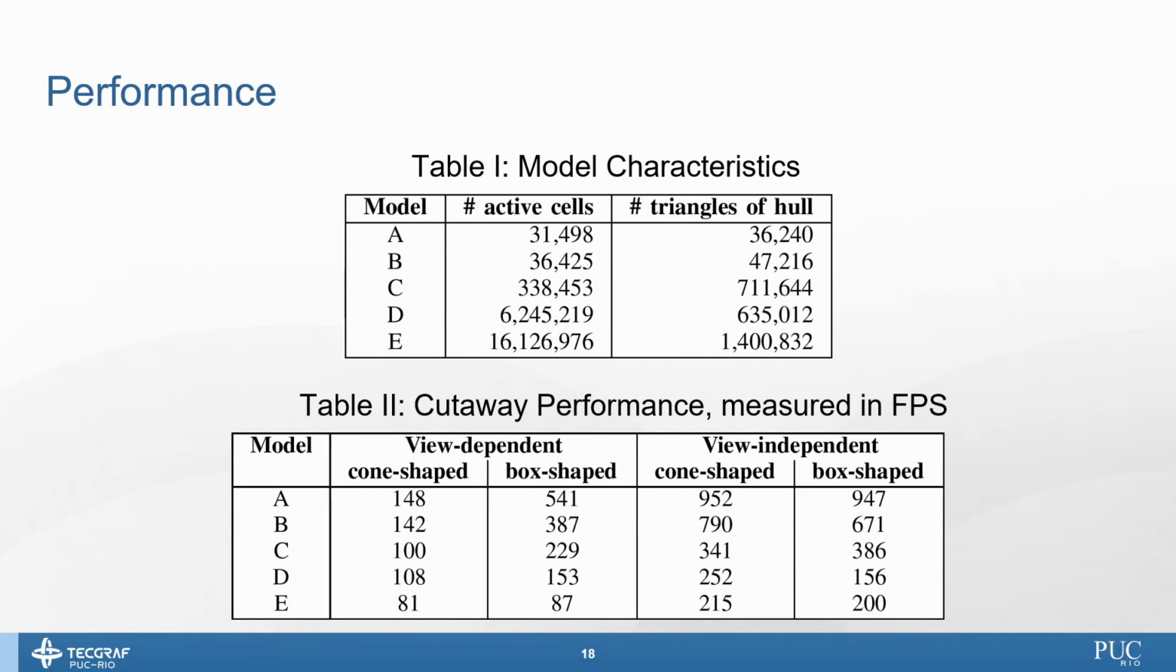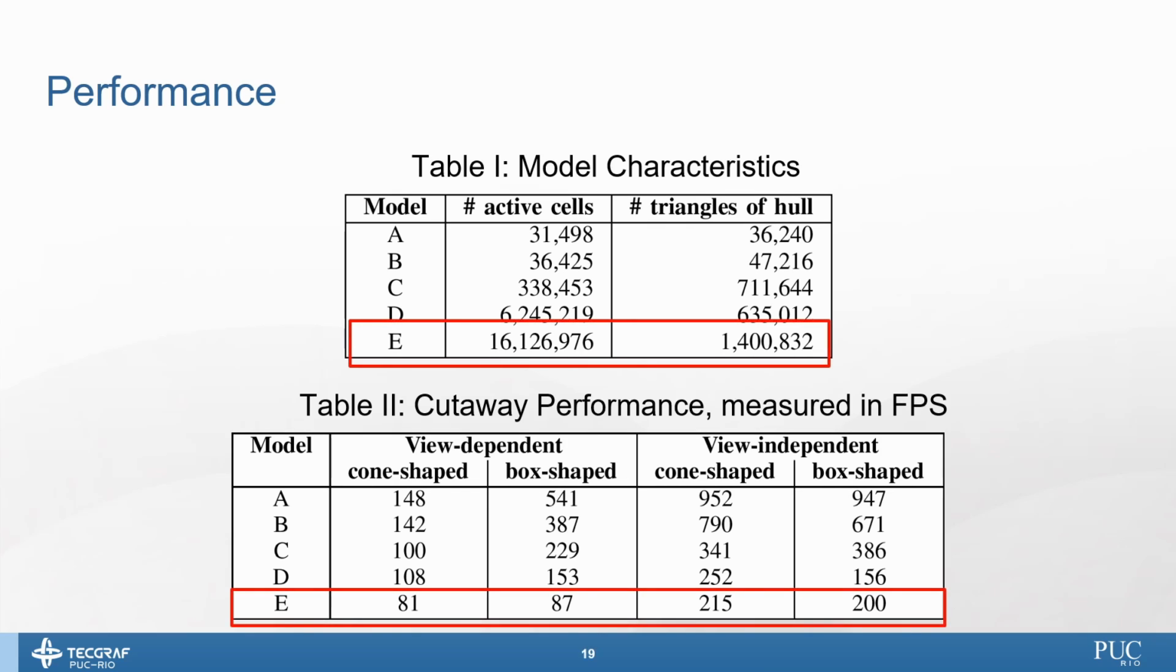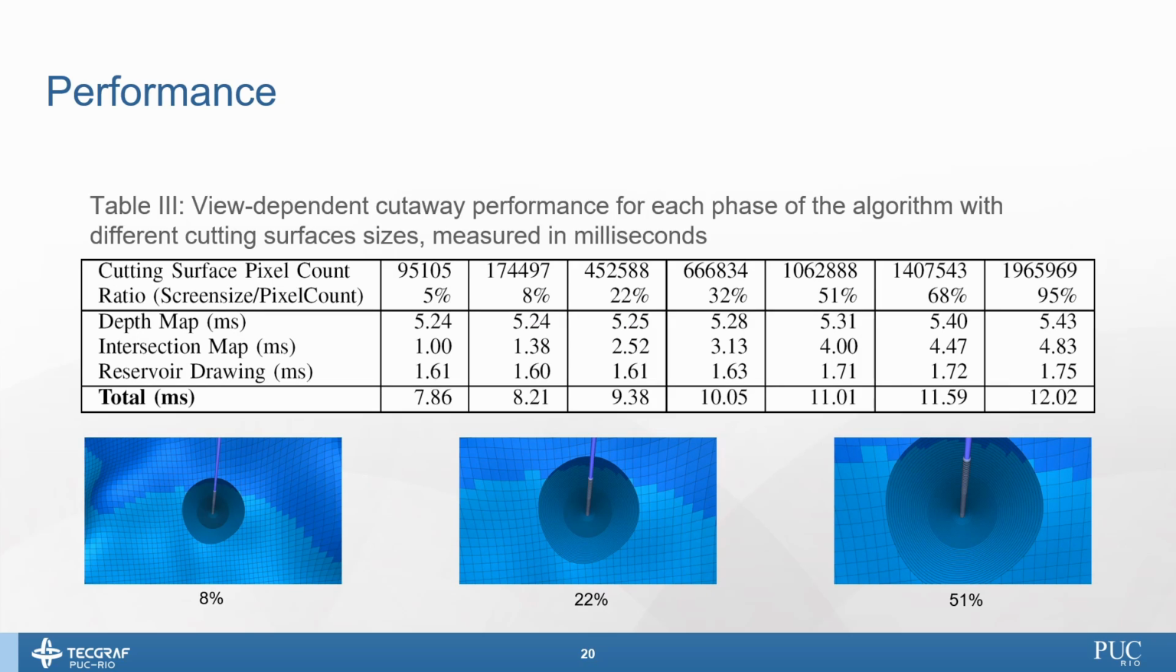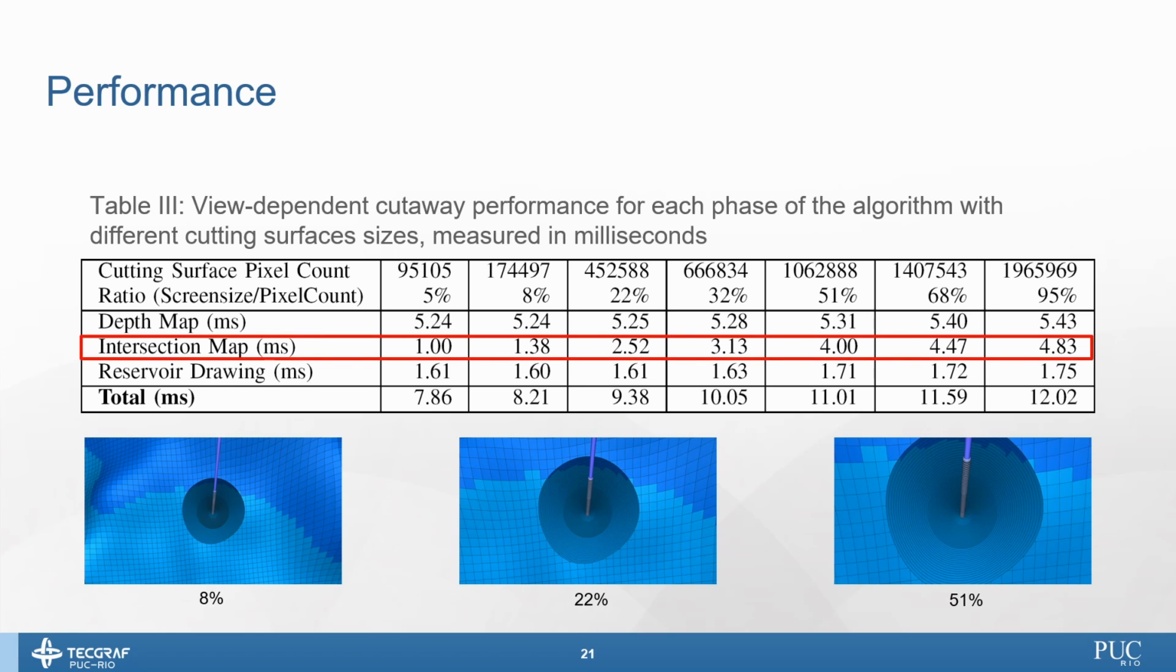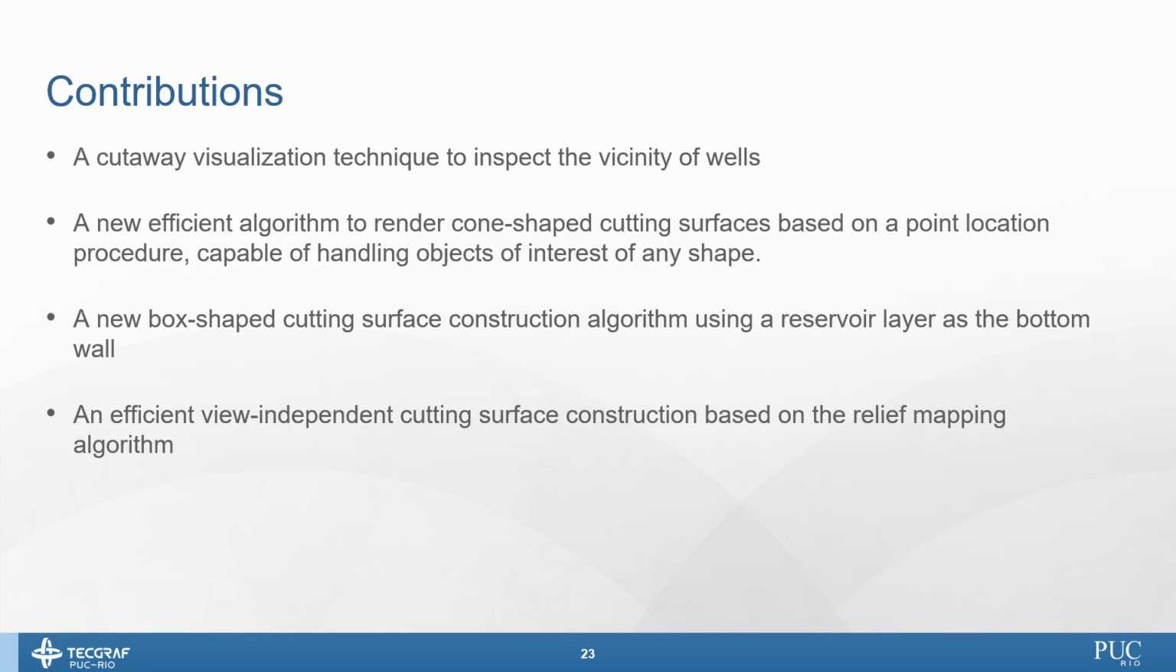We evaluate the performance of our visualization with 5 reservoir models, with cell counts ranging from 30,000 cells to 16 million cells, as can be seen in Table 1. Our cutaway algorithm shows a good performance even for a large model with 16 million cells. We also evaluate the performance of each phase of the view-dependent cone-shaped cutaway, with increasing size for the cutting surface, as seen in Table 3. As the cut size increases, we observe that the intersection map is responsible for the majority of the increase in the cost of the visualization.